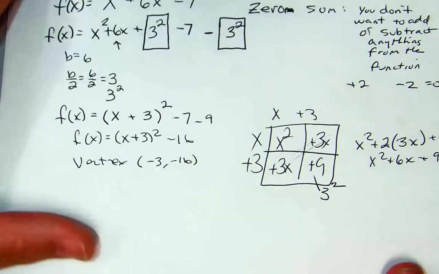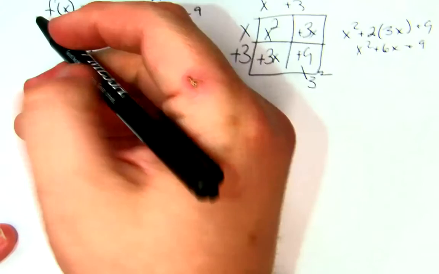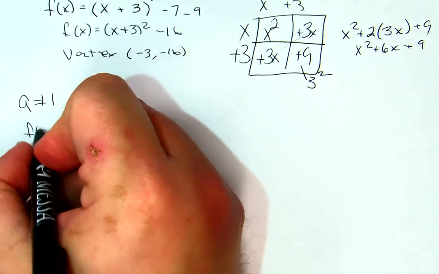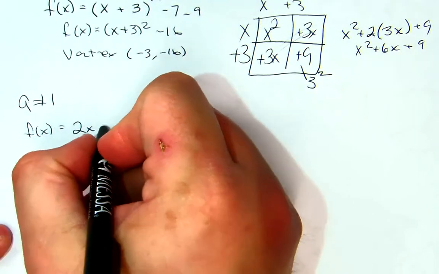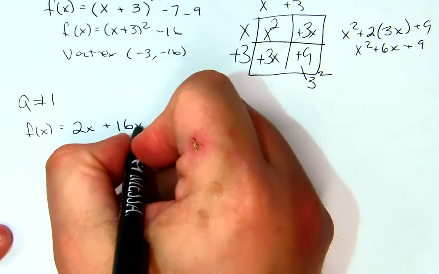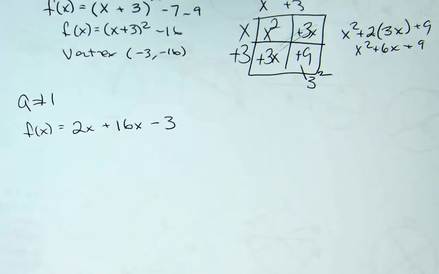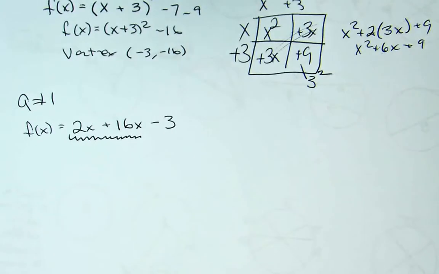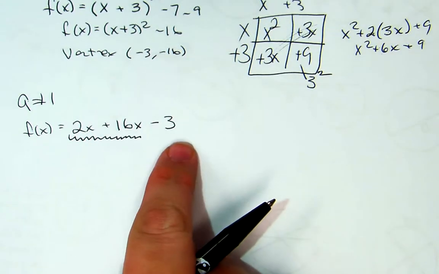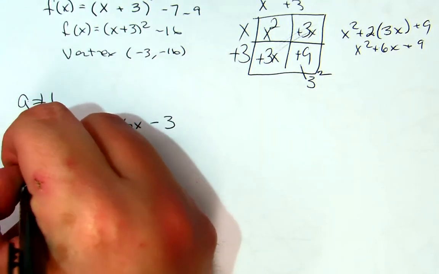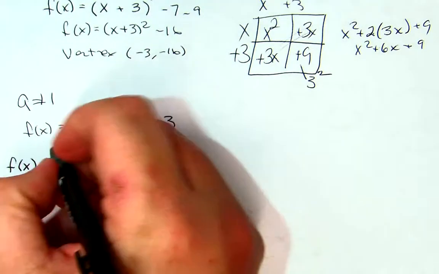Now, when x is not equal to 1, let's say f of x is equal to 2x squared plus 16x minus 3. Now, what I'm going to do is focus on these first two, because those are the only two things that really matter when completing the square. The negative 3 is important, but it's not all that important. What I'm going to do is factor out.